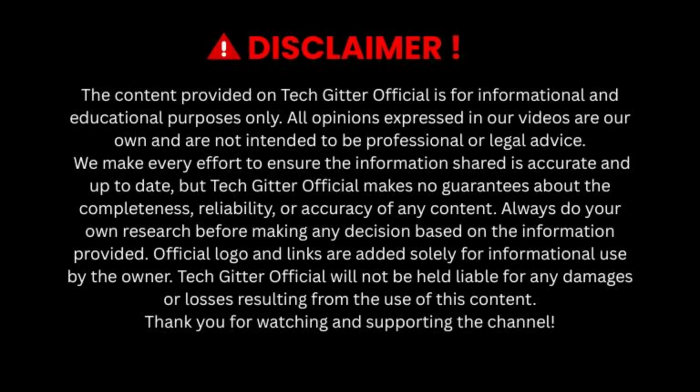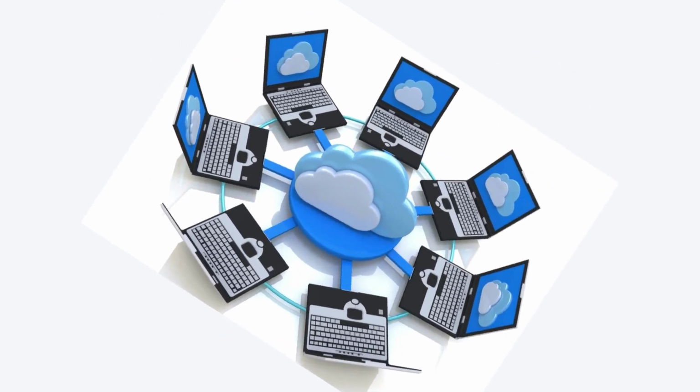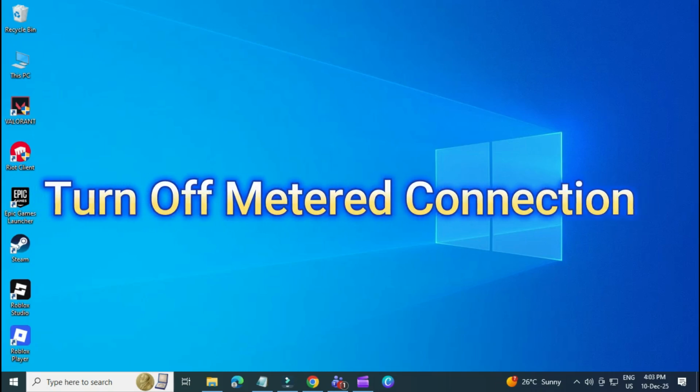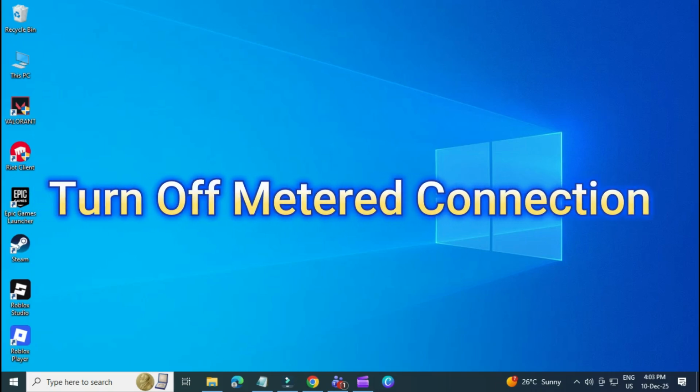In today's video, I'm going to show you how to fix slow download speeds on your Windows 11 computer or laptop. Method 1. Turn off metered connection.